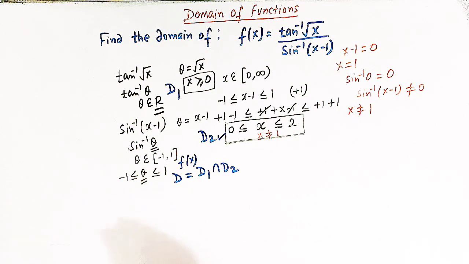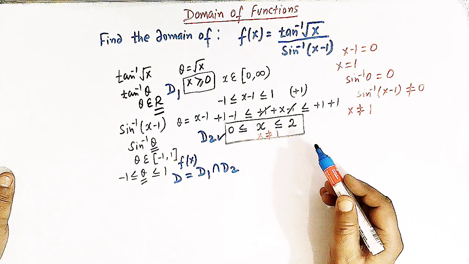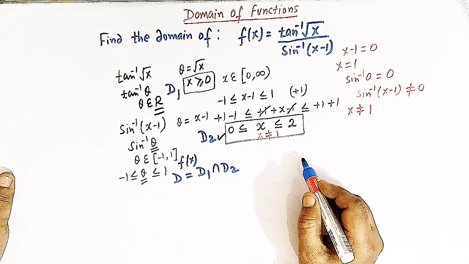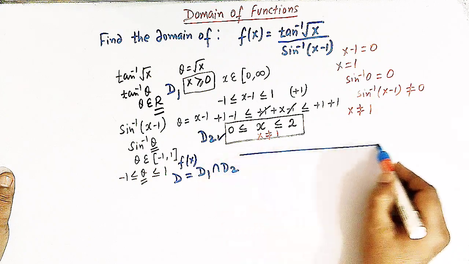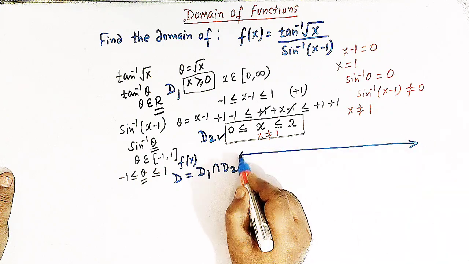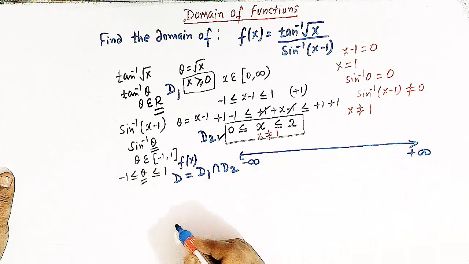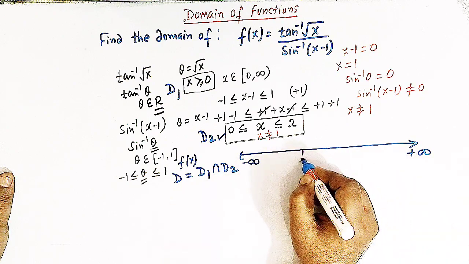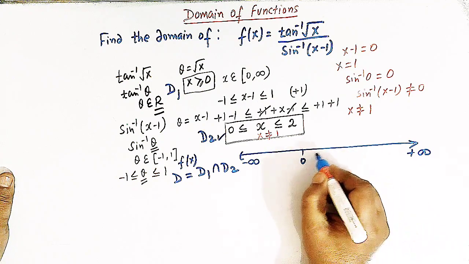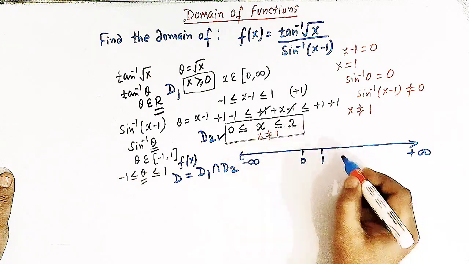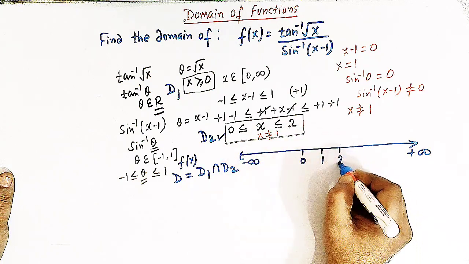So to identify the common domain, we have to take help of the real number line. So let us draw the real number line like this. So here we have minus infinity, here we have plus infinity, and let us take here the point 0, and then we have 1, and then let us take here the point 2.